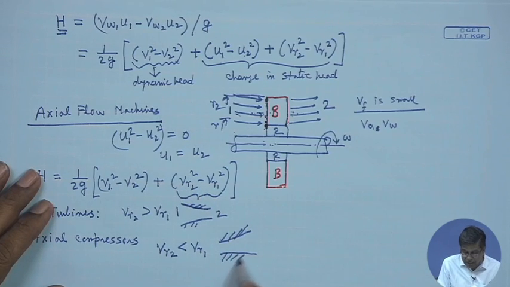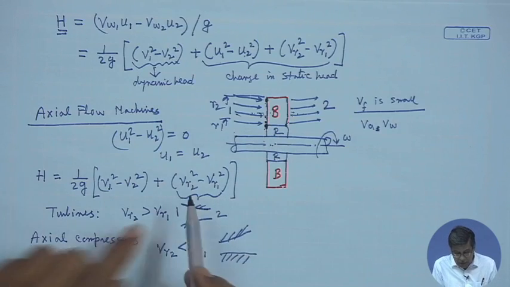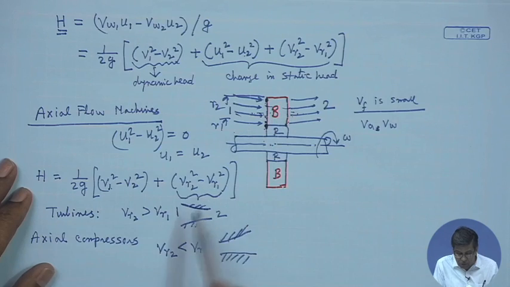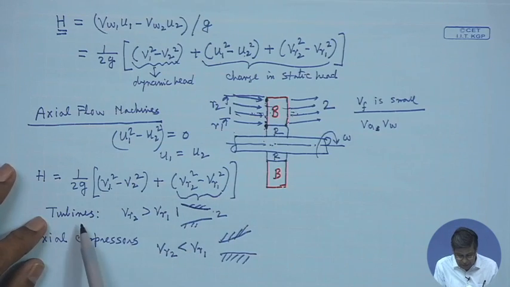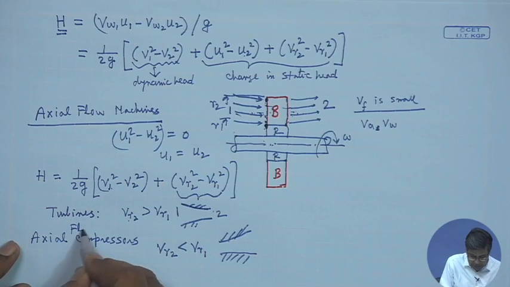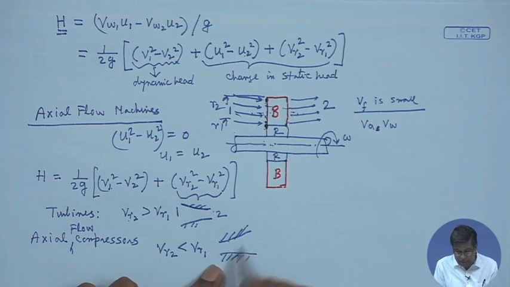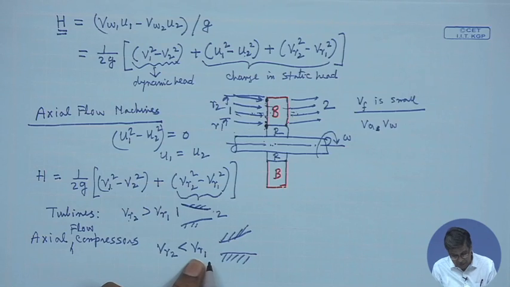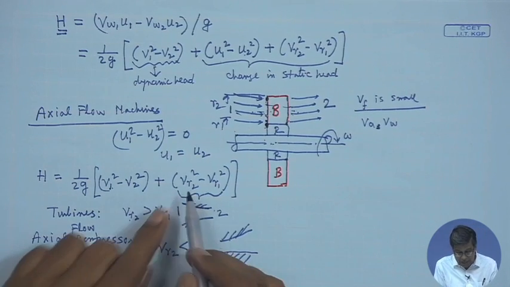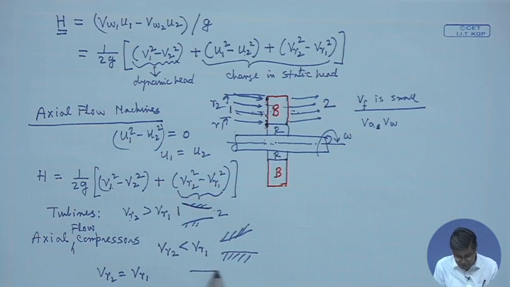Therefore, in axial flow machines, if we want to have the static head component, the blade passages should be either convergent or divergent. In case of turbines, it will be convergent to make Vr2 more than Vr1, and in case of axial flow compressors, it will be divergent to make Vr2 less than Vr1. But in a special case, Vr2 may be made equal to Vr1, which I will discuss afterwards, where there will be no contribution. That means the passage will be uniform.